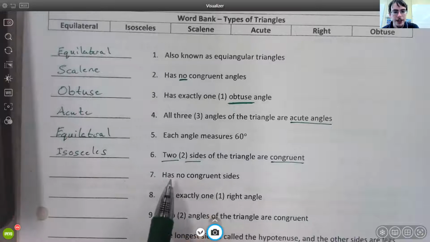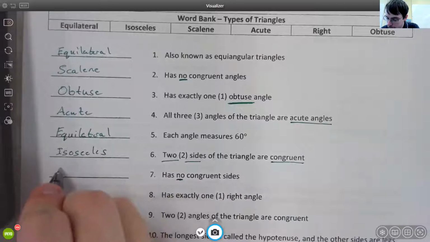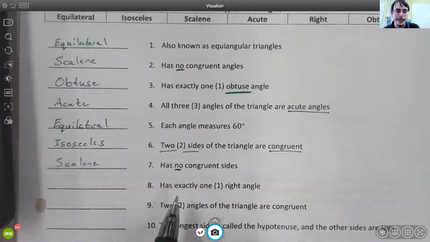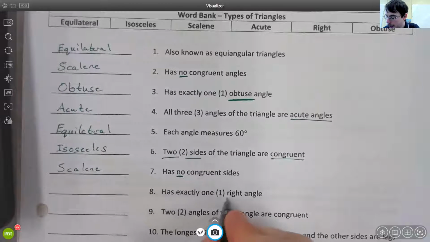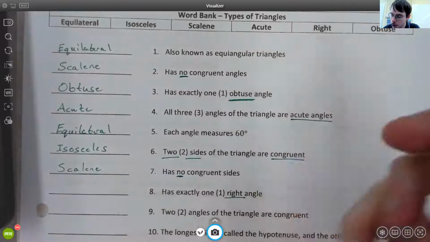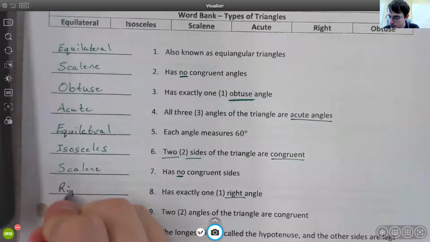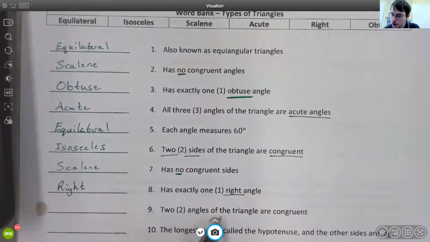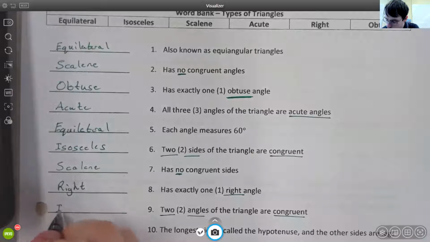Number 7 has no congruent sides. That would be scalene. Number 8 has exactly 1 right angle. That would have to be a right triangle. Number 9, 2 angles of the triangle are congruent. So 2 angles are congruent. That would also be isosceles.